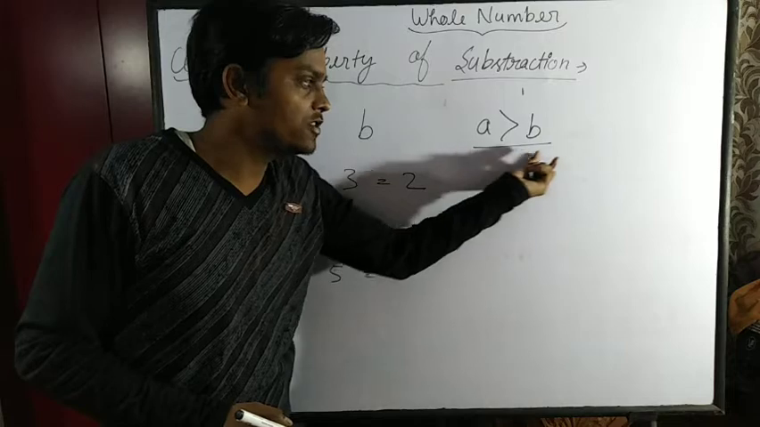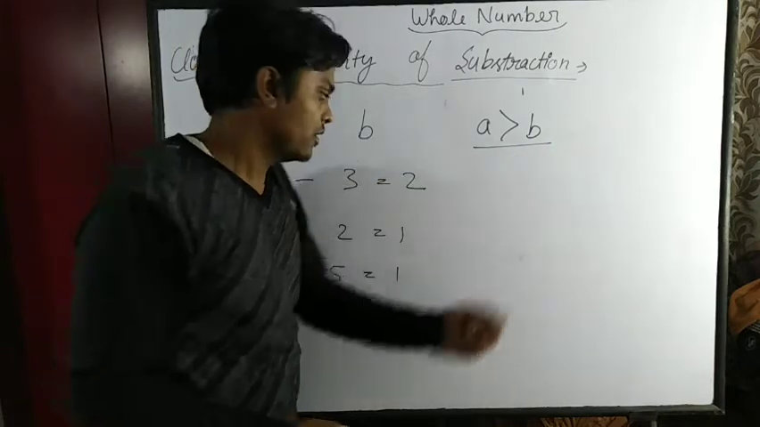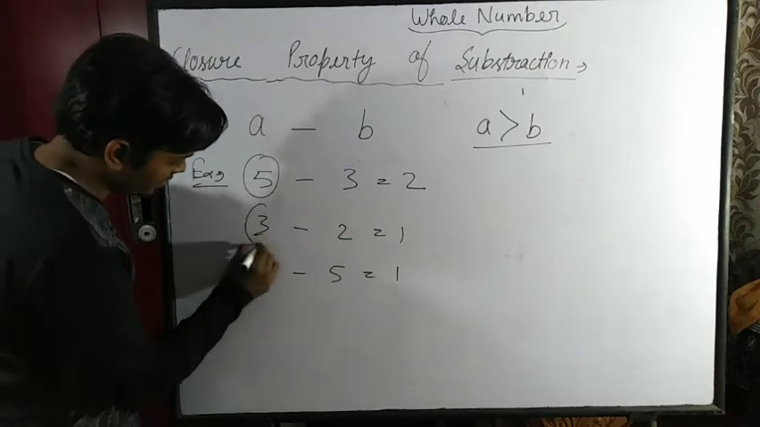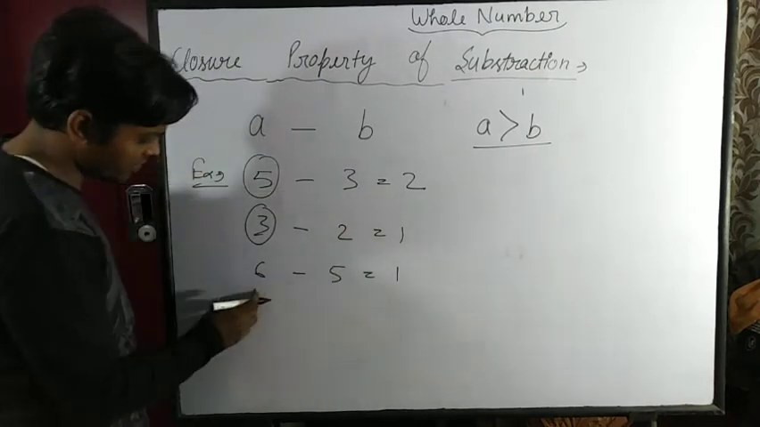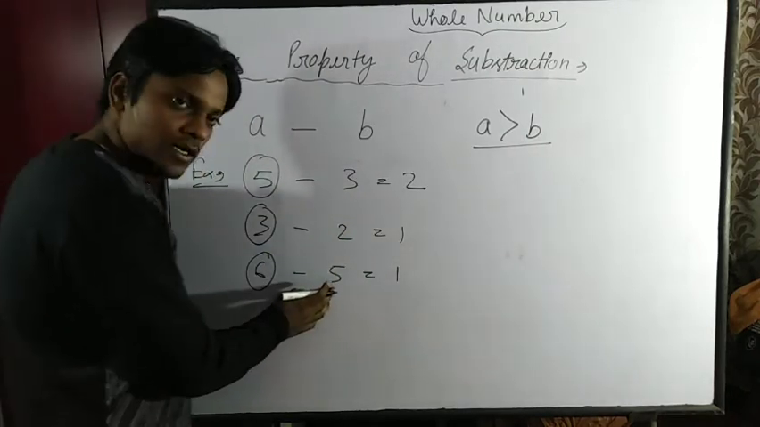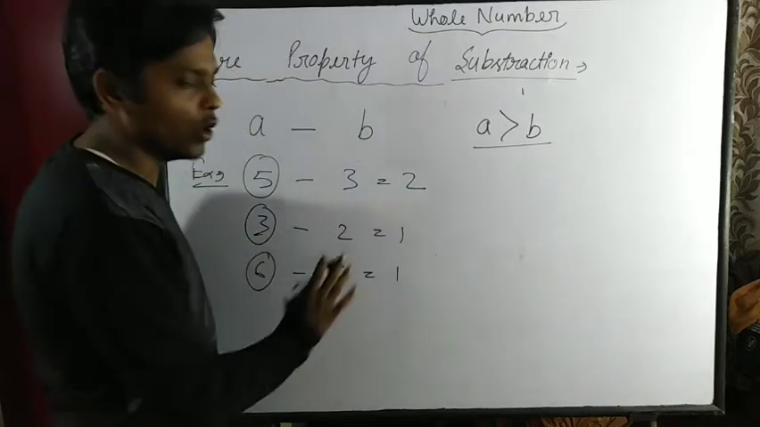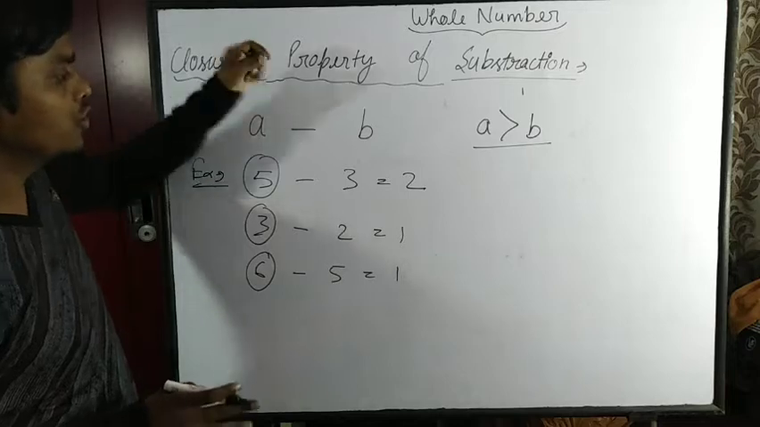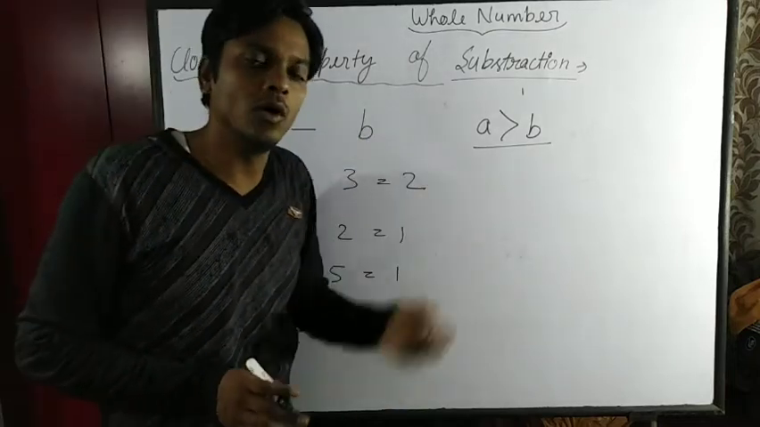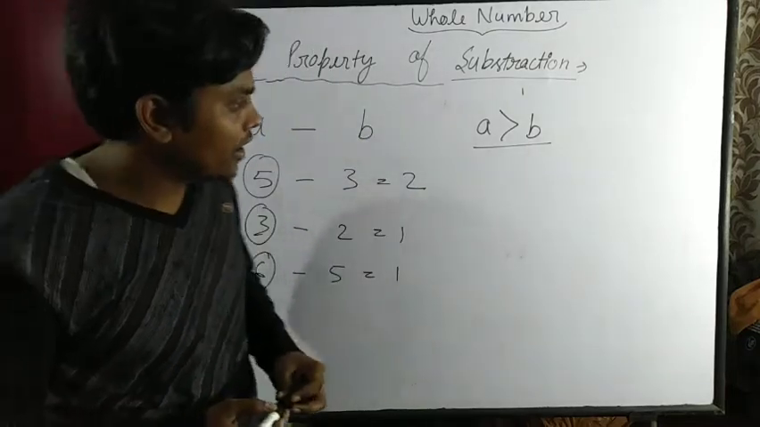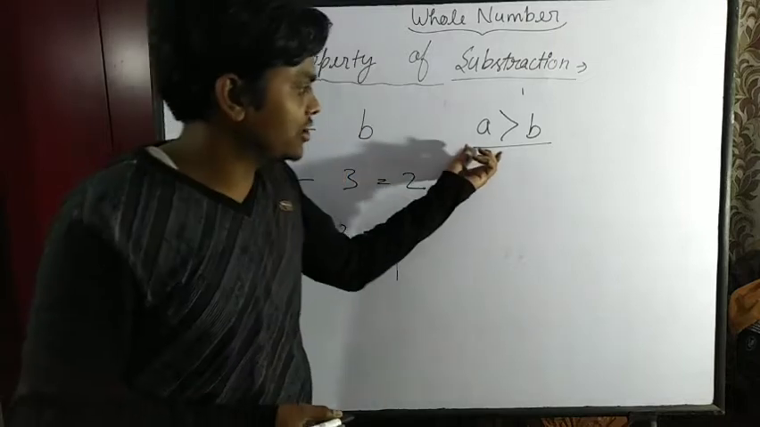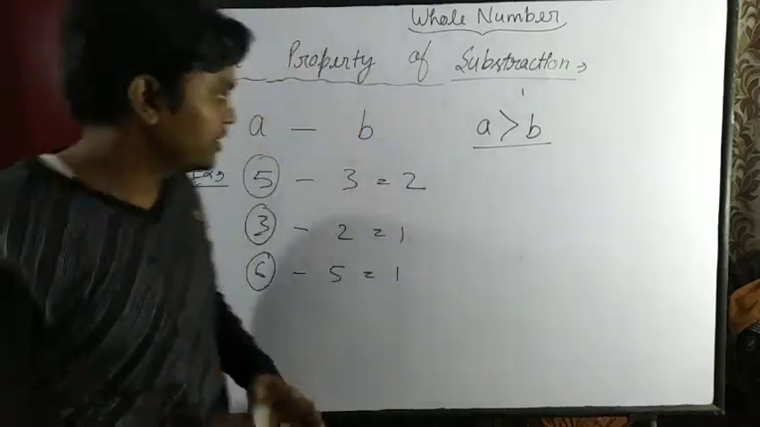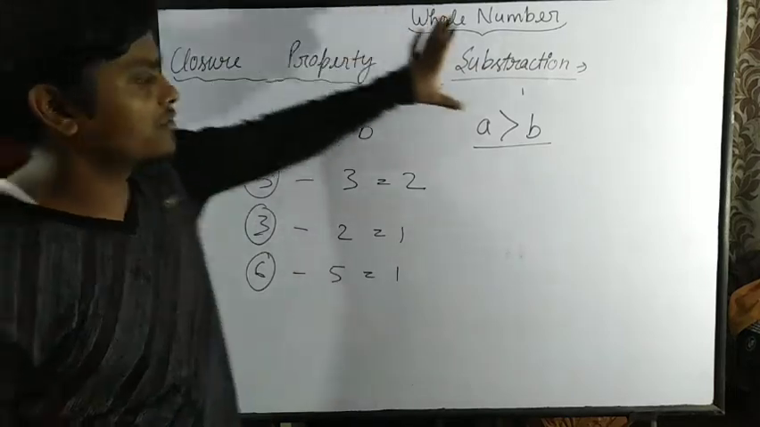The first term must always be greater than the second. Then we will get a whole number as a result. So the subtraction of two whole numbers is a whole number only on one condition, when the first term is greater than the second one. This is the closure property of subtraction.